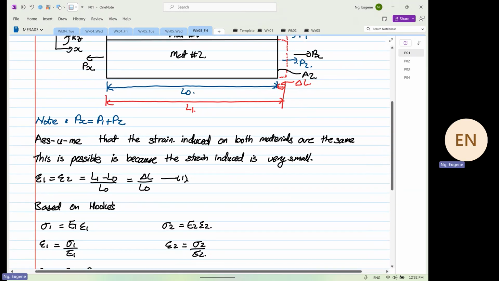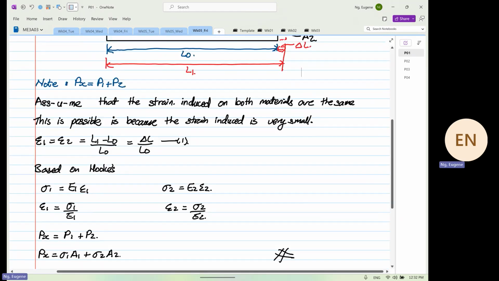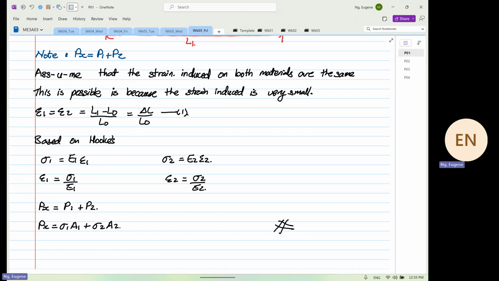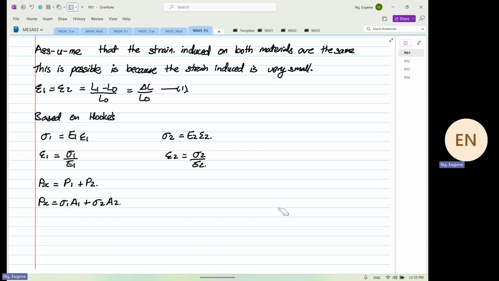And from here, we wrote up that strain 1, which is for material 1, and strain 2, which is for material 2, is equal to L1 minus L0 over L0. Then based on Hooke's law, we know that stress 1 is equal to E1 epsilon 1, stress 2 is equal to E2 epsilon 2. And then we rearrange the formula. And finally, we finish off where Px is equal to stress 1 A1 plus stress 2 A2.